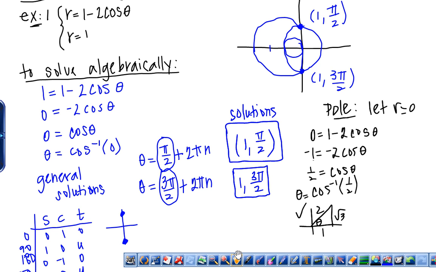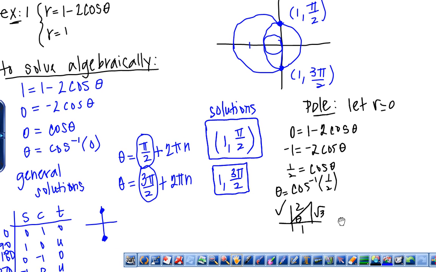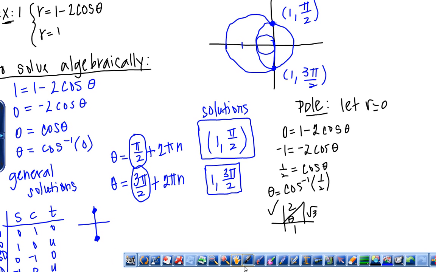Okay? Now, I also need to test out my second equation, which is r equals 1. And again, you set it equal to 0, so instead of r equals 1, I'm going to say 0 equals 1. Now, 0 does not equal 1. Since 0 does not equal 1, the pole is not a solution. Remember, these 3 dots mean therefore, the pole is not a solution.